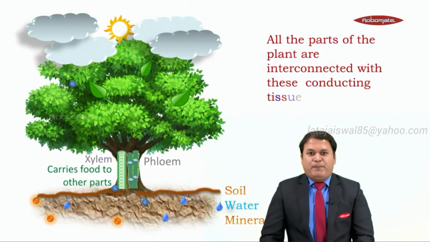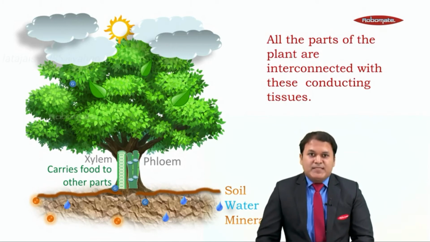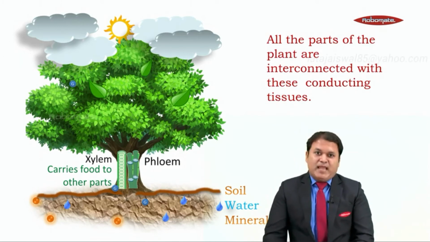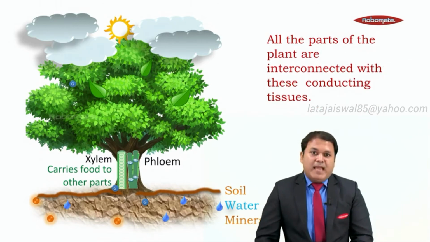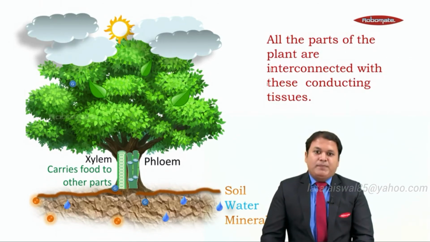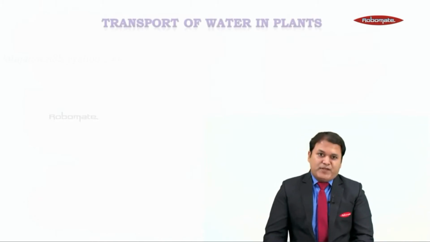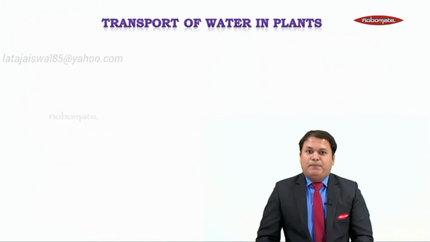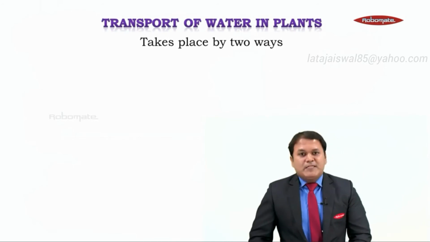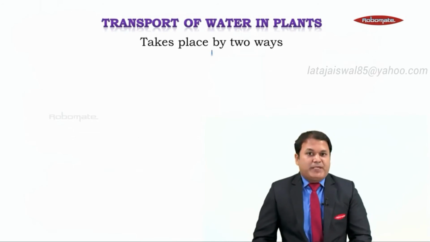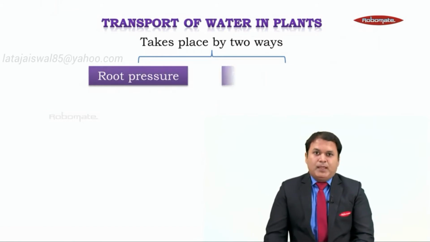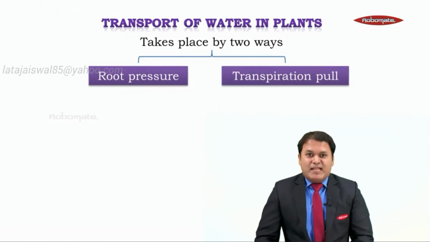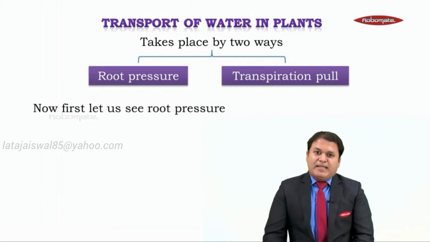And all the parts of the plant are interconnected with these conducting tissues. So plants have two types of conducting tissues, xylem and phloem. Xylem carries water and minerals, whereas phloem carries food. Let us first study the transport of water in plants. Now students, transport of water in plants takes place in two ways. The first method is called root pressure, and the second method is called transpiration pull. Let us first study what is root pressure.